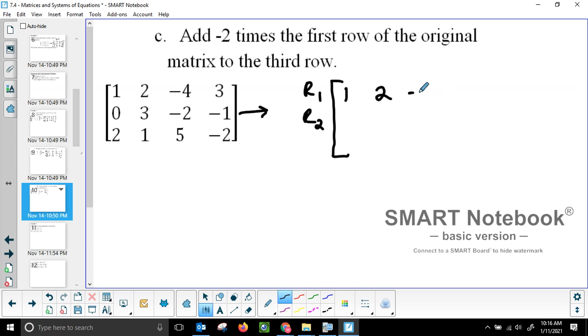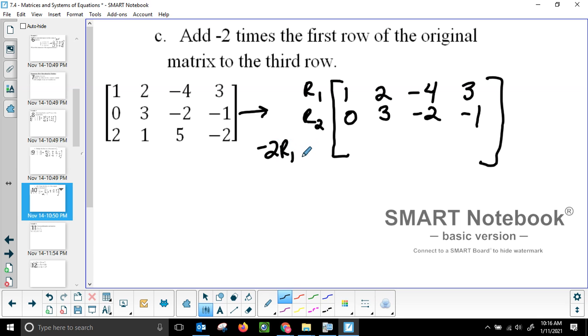So 1, 2, -4, 3, and 0, 3, -2, -1. Right, and here I want to do -2 row 1 plus row 3. Negative 2 times 1 is negative 2, plus 2 is 0. Negative 2 times 2 is negative 4, plus 1 is negative 3. Negative 2 times negative 4 is 8, plus 5 is 13. Negative 2 times 3 is negative 6, plus negative 2 is negative 8. So that's just some examples of how we apply those operations that we're allowed to with matrices.